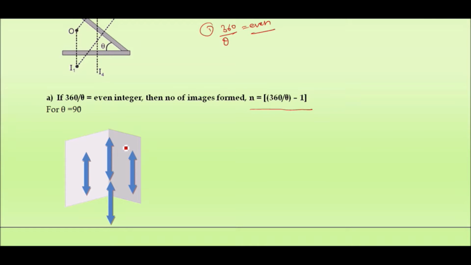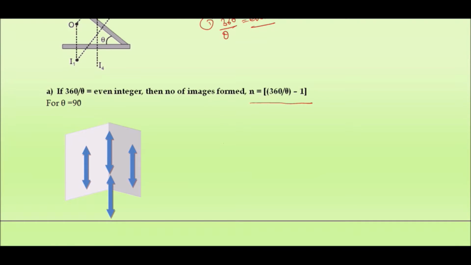Suppose these are the 2 mirrors which are inclined at an angle theta equal to 90 degree, and if an object is placed here, then we observe 3 images. This is our first image, second image, and the third image is formed at the intersection of these 2 mirrors. So for angle theta equal to 90 degree, it is shown here.